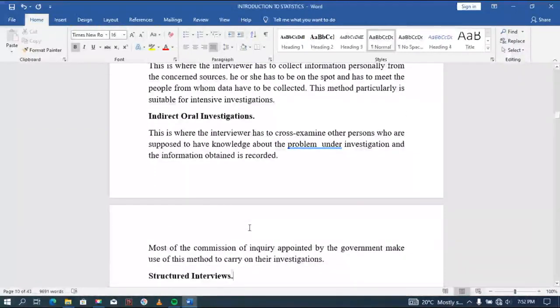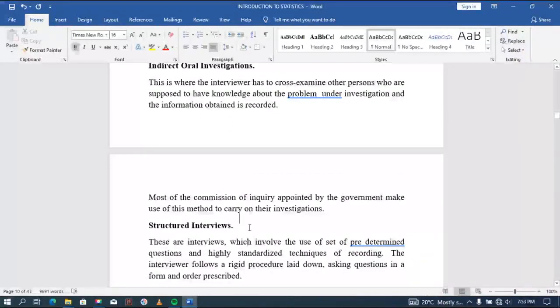Then you have indirect oral investigations. This is where the interviewer has to cross-examine other persons who are supposed to have knowledge about the problem under investigation, and the information obtained is recorded. Under indirect oral investigations, the researcher identifies persons with knowledge concerning the subject matter and goes to them to collect the information he or she is interested in. Most commissions of inquiry appointed by the government make use of this method to carry out their investigations.